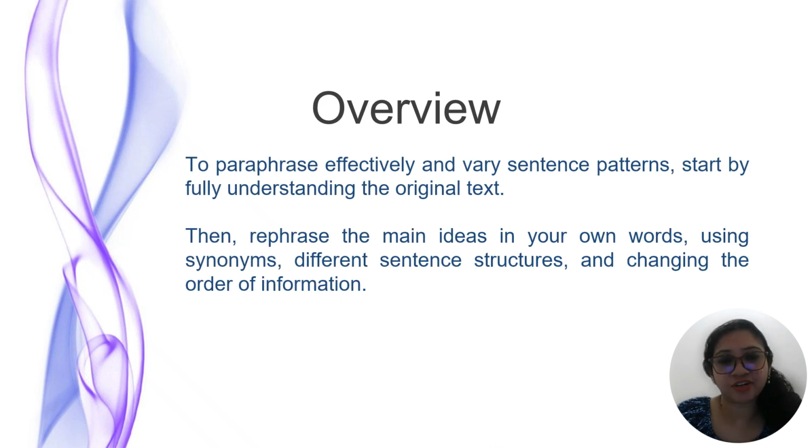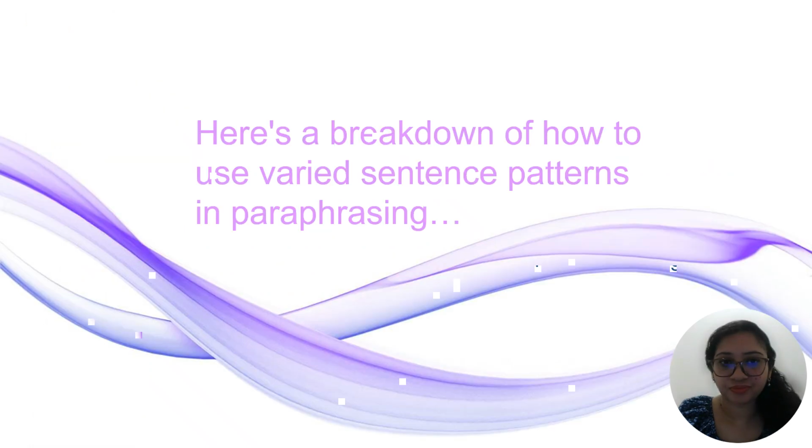To paraphrase effectively and vary sentence patterns, start by fully understanding the original text. Then, rephrase the main ideas in your own words using synonyms, different sentence structures, and changing the order of information. Here's a breakdown of how to use varied sentence patterns in paraphrasing.